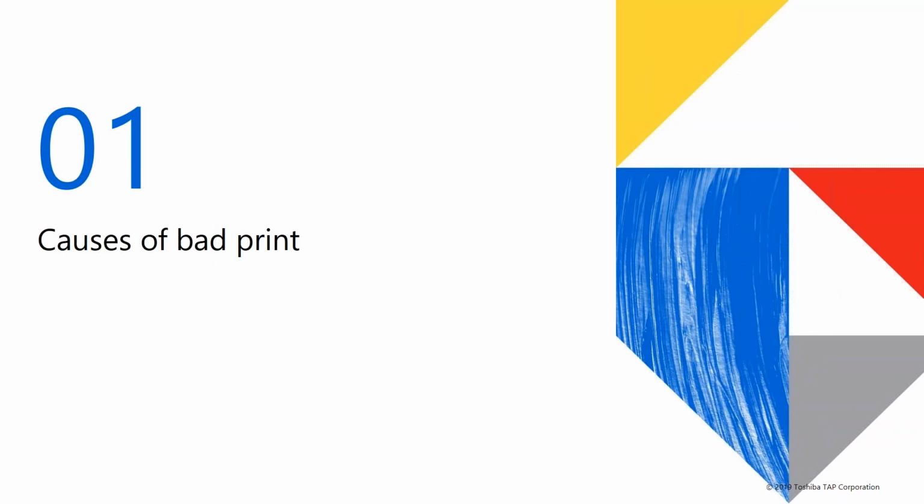So the first section that we'll be going through is what a bad print is, why it happens, and what the results can mean for your business. So really understanding why it's important for us to actually fix these types of problems.